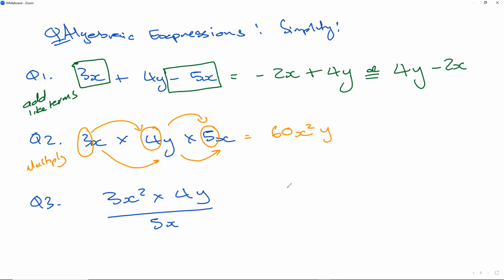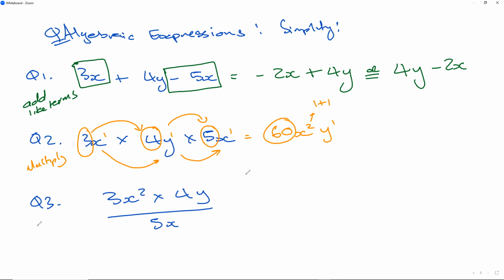So x to the power of 1 multiplied by x to the power of 1 becomes x to the power of 1 plus 1, which gets you 2. And y to the power of 1 just stays there. And the numbers end up at 60, multiplying each of them together in that order.